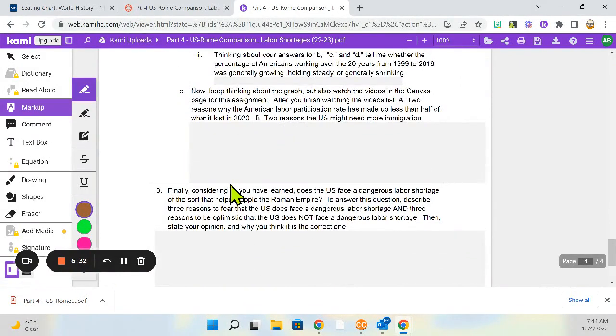Okay. So after you finish watching the videos, you're going to list 2 reasons why the American labor participation rate. In other words, when we say labor participation rate, you're going to find out of the people who are able to work, how many of them are actually working. You're going to tell me 2 reasons why the labor participation rate has not gone up all that much since 2020, when the pandemic put a lot of people out of work. And then the second video, I want you to tell me 2 reasons the U.S. might need more immigration.